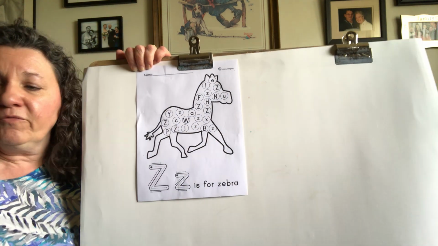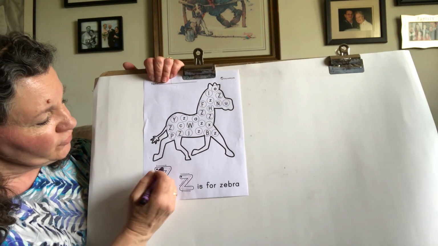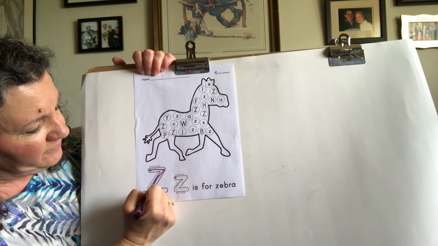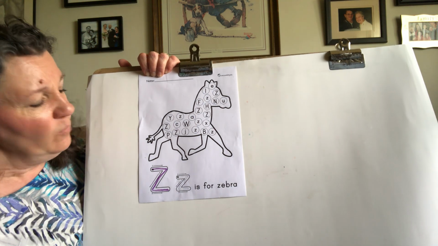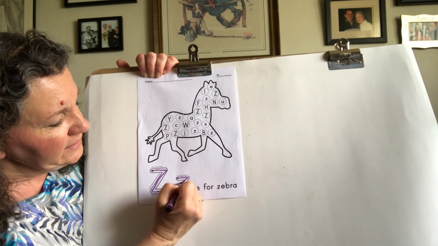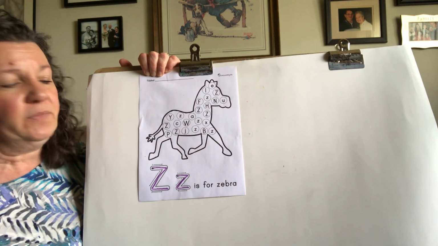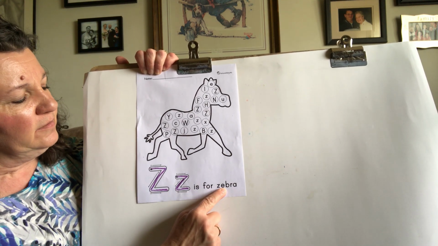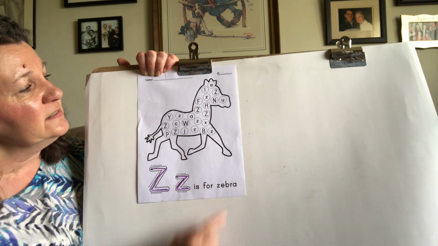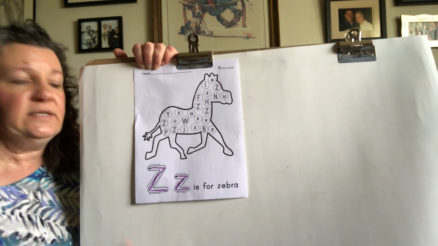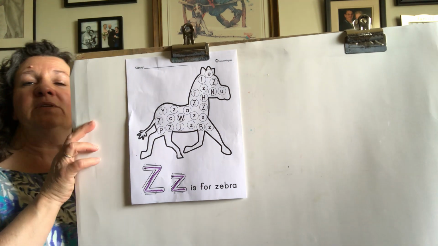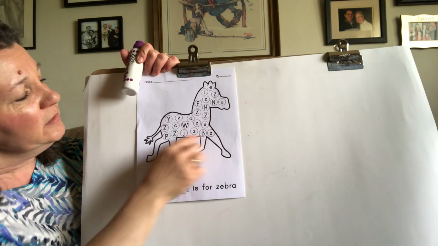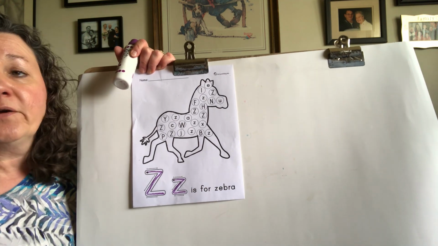Down on the bottom, first thing we're going to do is trace our letter Z. Okay, go to the right, slant down to the left, and slide to the right again, and one more time. Go to the right, slant down to the left, and slide to the right. So it says Z is for zebra. And we're gonna find the Z's in our paper here. We've done this lots of times with our other letters. We're gonna look at all the letters hiding and find the letter Z.